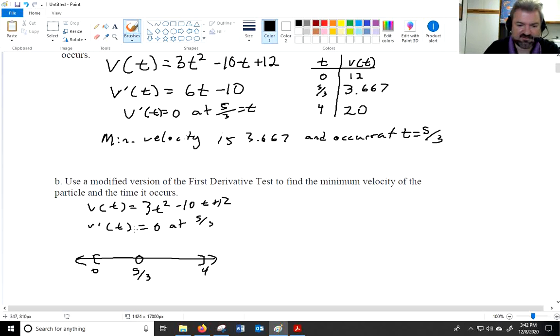Well, since our derivative was 6t minus 10, our derivative was negative here. If you plug in the number 1 for t, you'll get 6 minus 10, which is negative 4. So negative. And then over here it's positive. So we also found a couple of different things. This is the only critical number on this interval. So we know that for the entire time in this interval, the velocity decreases until 5/3 and then increases afterwards. So we're going to say that t equals 5/3 is the only critical number.